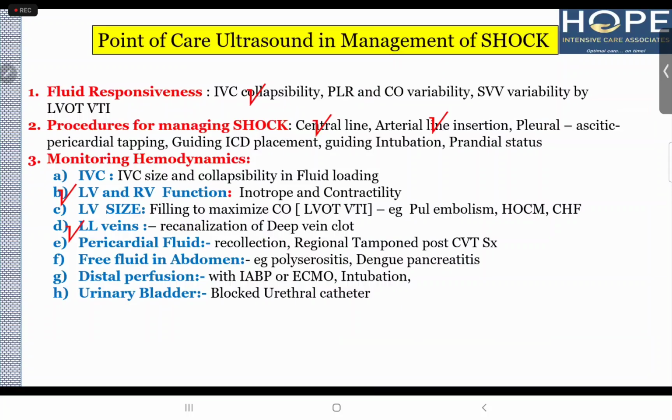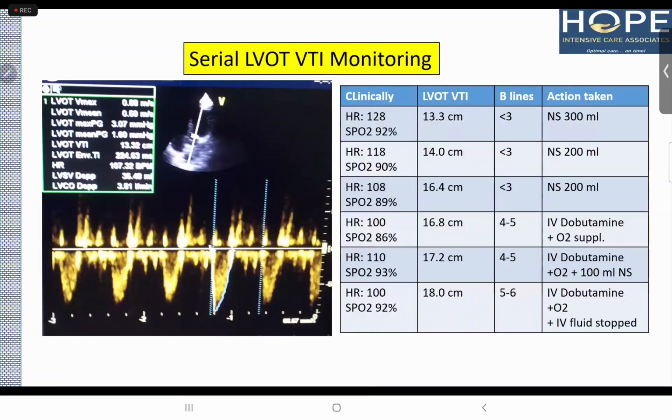So they have ticked the boxes. There is one question, I don't know whether it's relevant here or not. If the patient is in shock, is it fine to start dobutamine instead of NORAD? I think we are talking about the ultrasound, not the management issues. So I think we can skip this question.